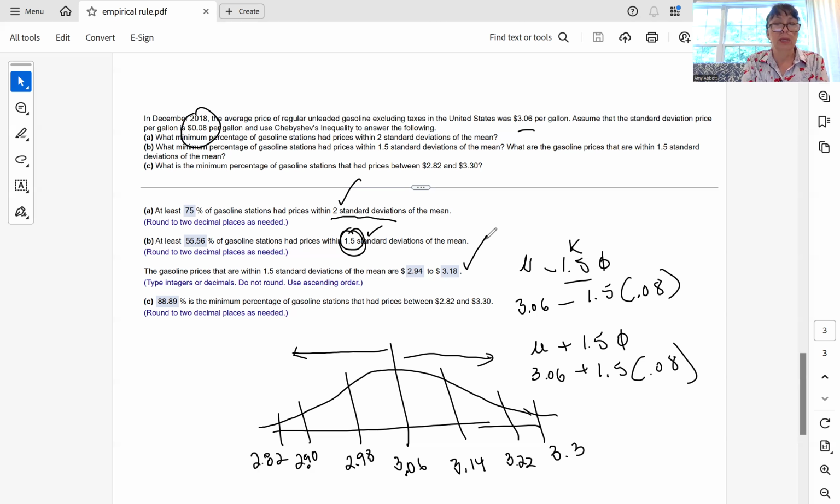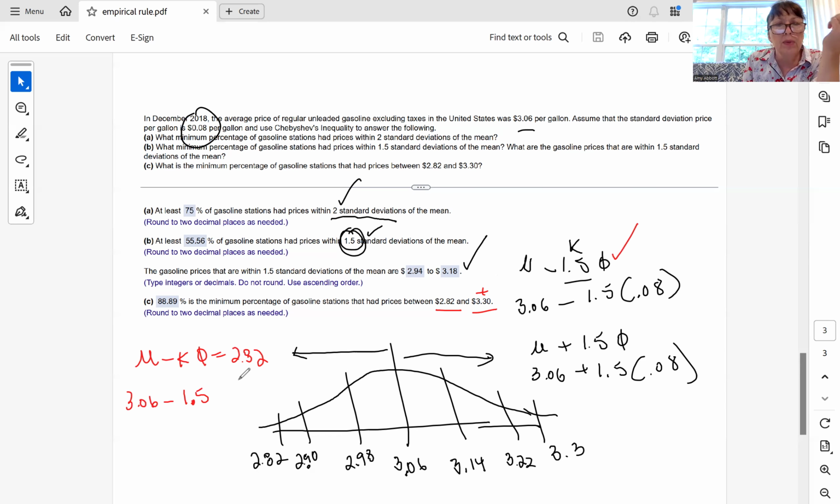Then last of all, letter C says, blank is the minimum percentage of gasoline stations that had prices between 2.82 and 3.30. Well, you're going to have to probably work it out backwards to get that. Probably if you just do one of them, it's going to work well. I'll do it over here on the other side. So using that formula again, mu minus K times the standard deviation. They said the answer to that equals 2.82. That would be the minus one. The plus one would be the bigger number. So I'm going to use the minus formula. So again, the average was $3.06 minus K.